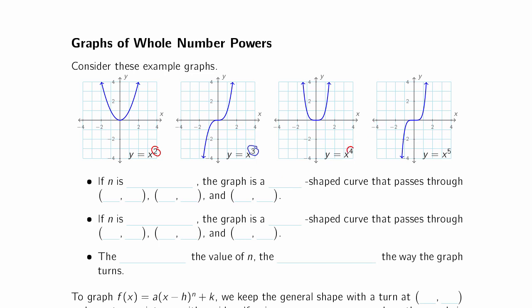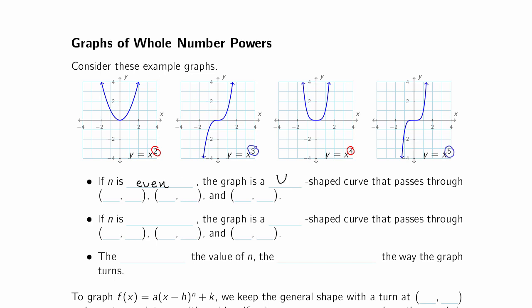But then x to the fourth looks kind of like x squared did, just sort of fatter at the bottom and narrower at the top, so more sort of rectangular. And x to the fifth looks a lot like x to the third did, though again, wider at the bottom and narrower at the top, so more square-cornered looking. And that's the pattern we see. If n is even, then the graph is a U-shaped curve.